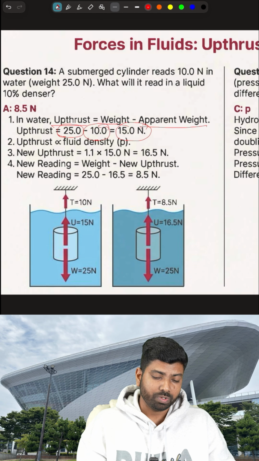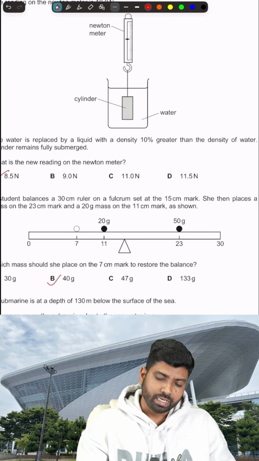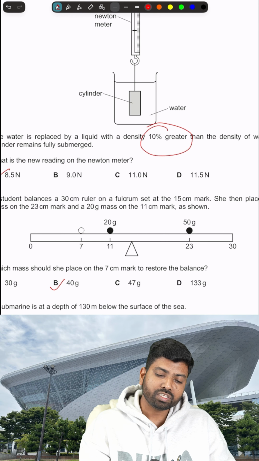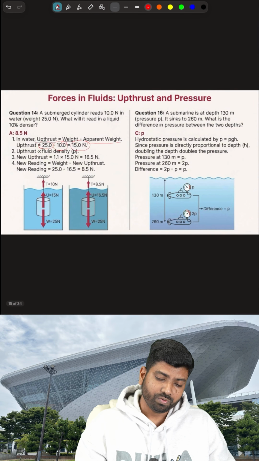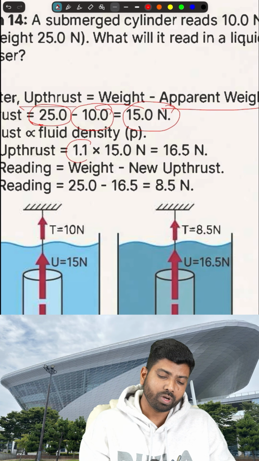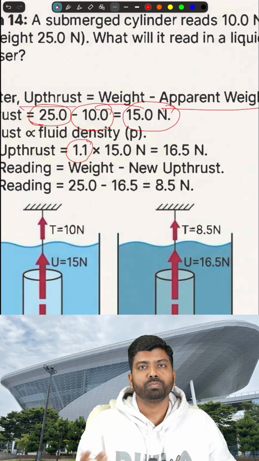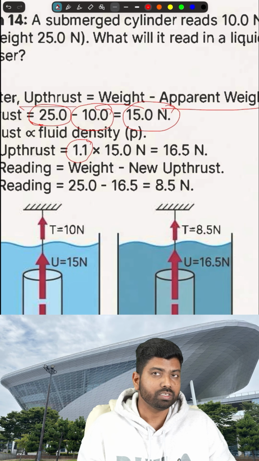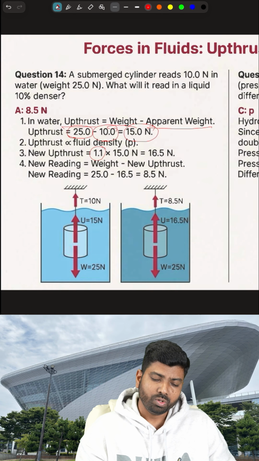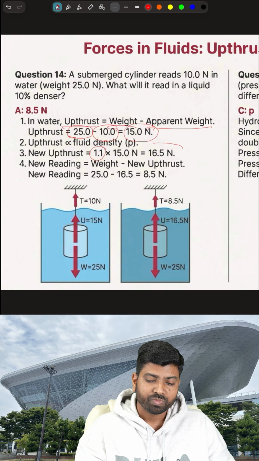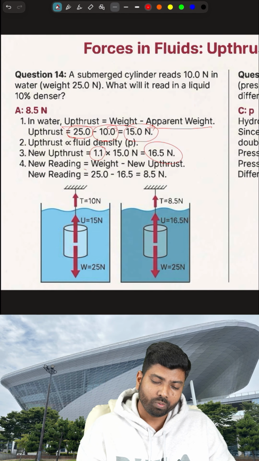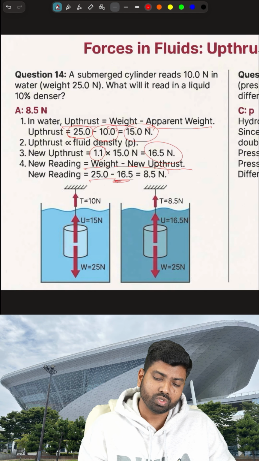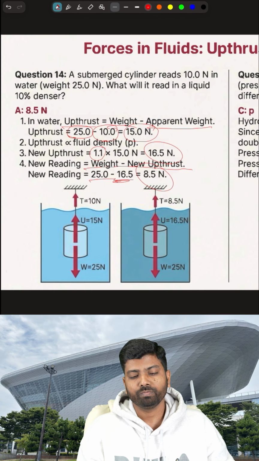So the new upthrust, because in the question it is told that the density increased 10%, so therefore the new upthrust is becoming what? 1.1 times, because a 10% increase means 100 plus 10%. That is why we multiply with 1.1. This is the shortcut technique. So then the new upthrust is 16.5 Newton, right? So then the new reading is always weight minus upthrust. So 25 minus the new upthrust, which is equal to 8.5 Newton. Is it clear to all?